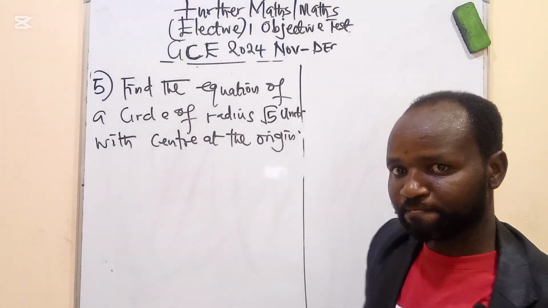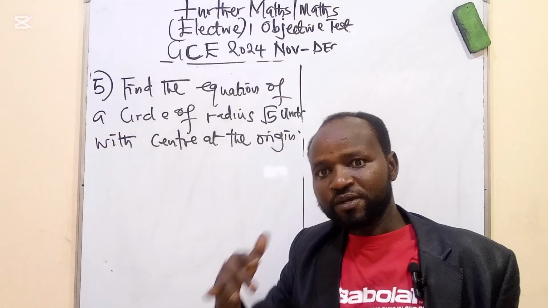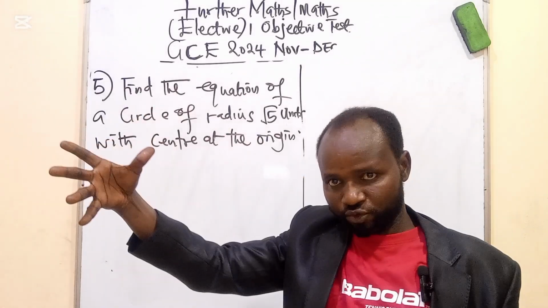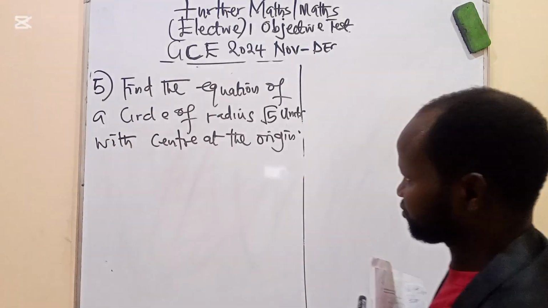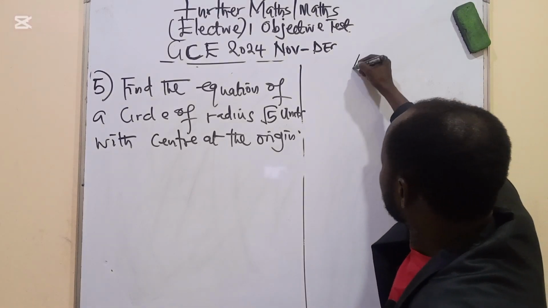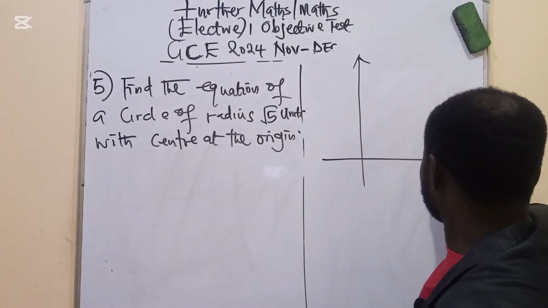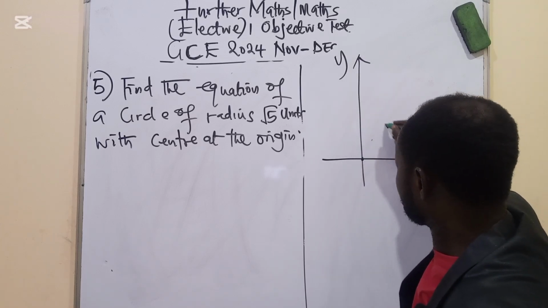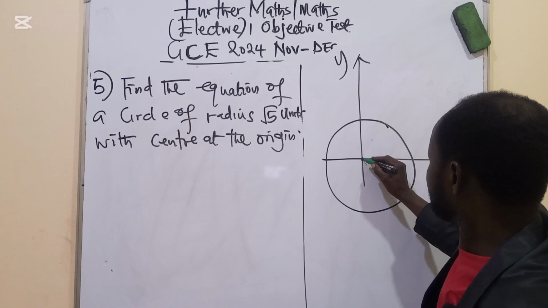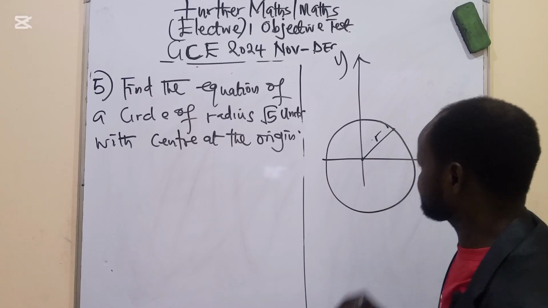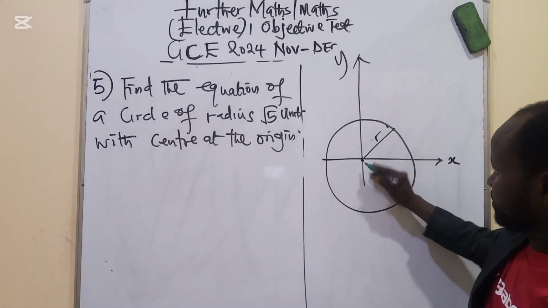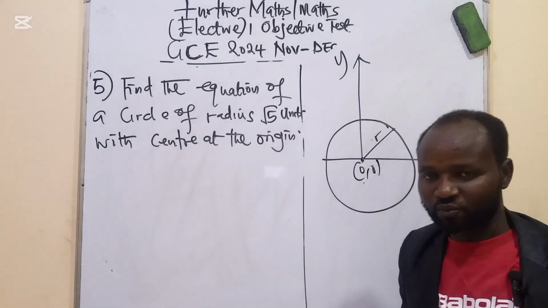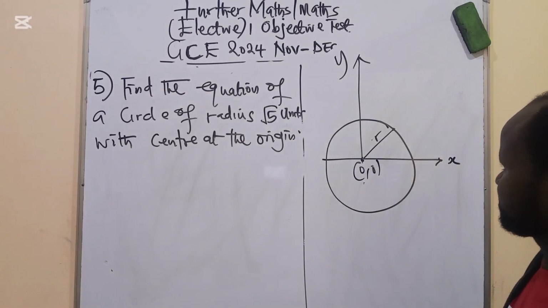If the center is at the origin, the equation of that circle will change. If the center is outside the origin, we'll have a different equation. Let's illustrate this. On the Cartesian plane, let's say we have the x-axis and y-axis. If this is the center of the circle, we'll have the circle like this, and this will be the radius. Here will be the center, which is given as (0, 0), because at this point, x is 0 and y is 0. Very important. Okay?